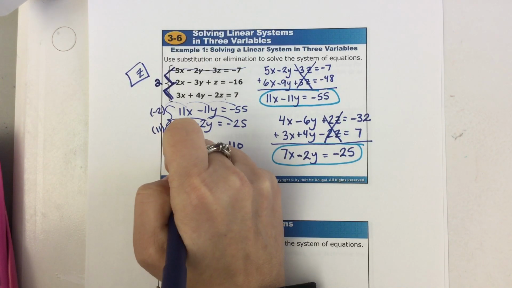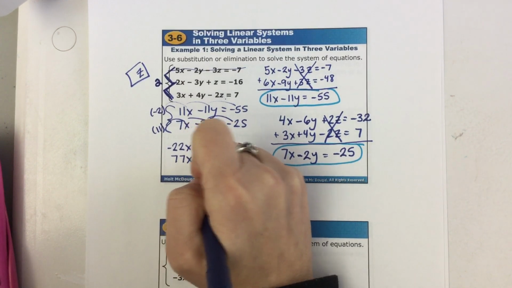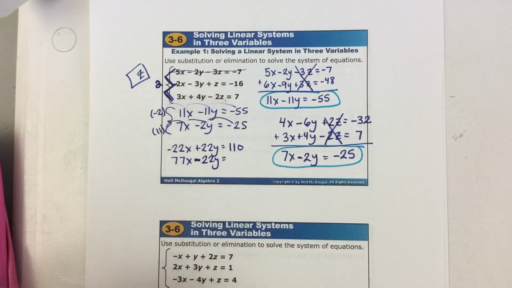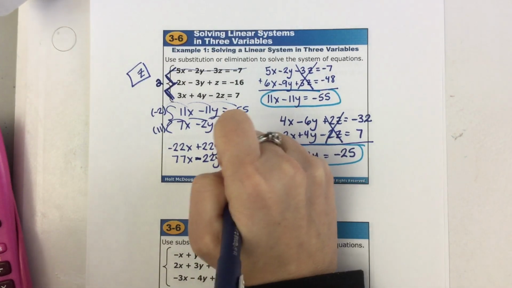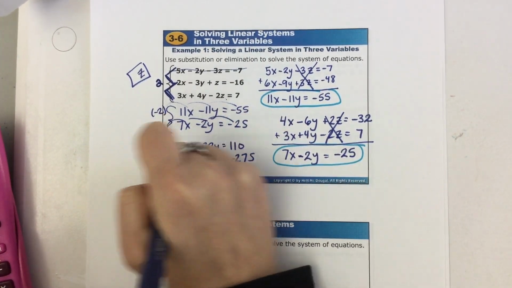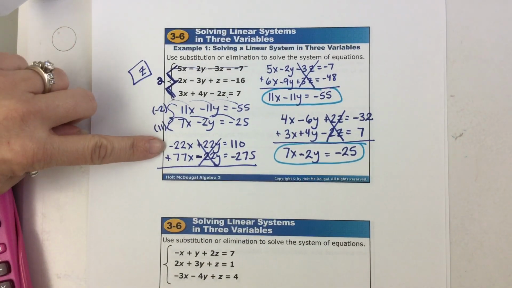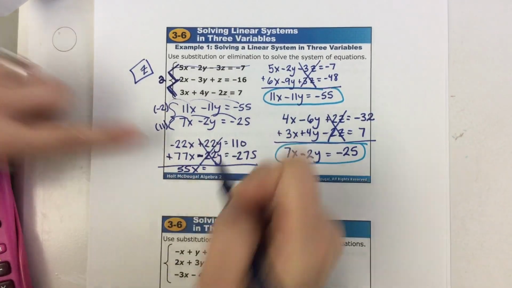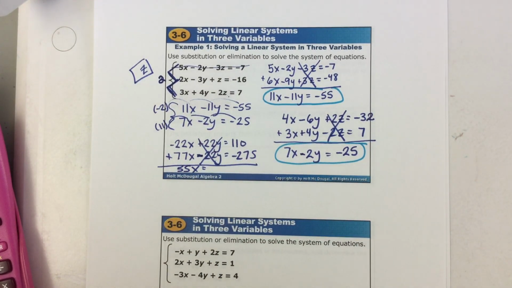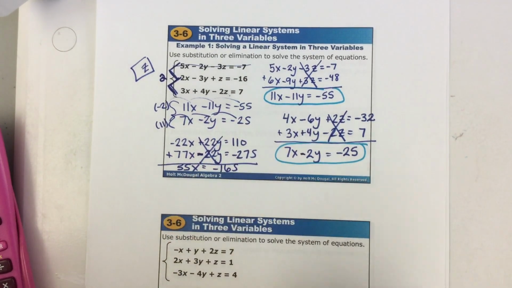7x times 11 is 77x. 11 times negative 2y is negative 22y. 11 times negative 25 is negative 275. Add those together, and we eliminated the y. Negative 22x plus 77x is 55x. 110 minus 275 is negative 165.